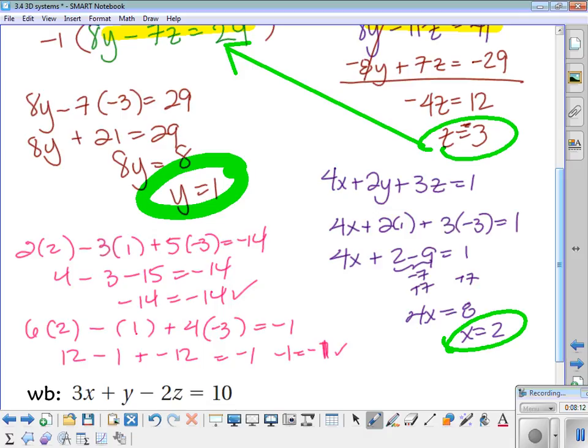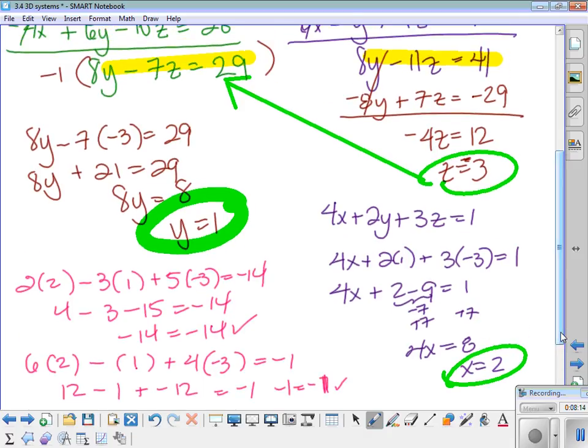Okay, so the way you would write your answer then is it's an ordered triple. So I write the x first, the y second, and the z third. And so this is your final answer, 2, 1, negative 3. Okay, questions?